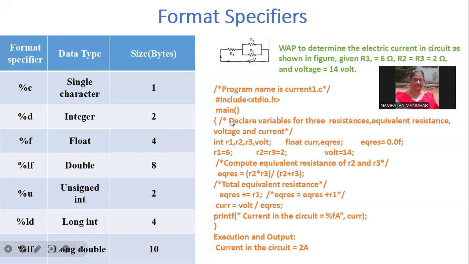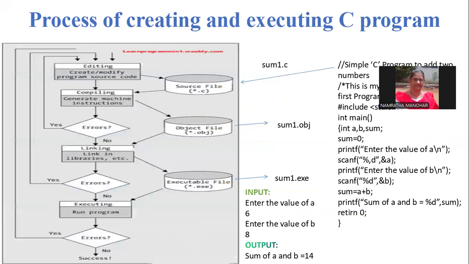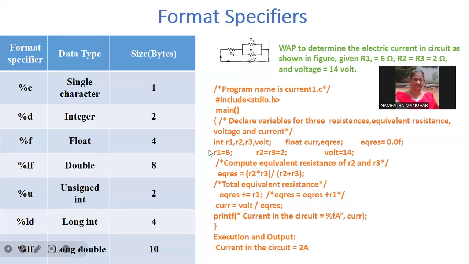Now, here again, you can use comment statements anywhere in the program, right? It explains your subsequent line. So now I'm declaring variables for 3 resistances and an equivalent resistance and voltage and current. Appropriate names you should choose. Actually, you can use any variable name, but you should use appropriate names. So when you see the name, you'll be able to understand what you're storing in that variable.